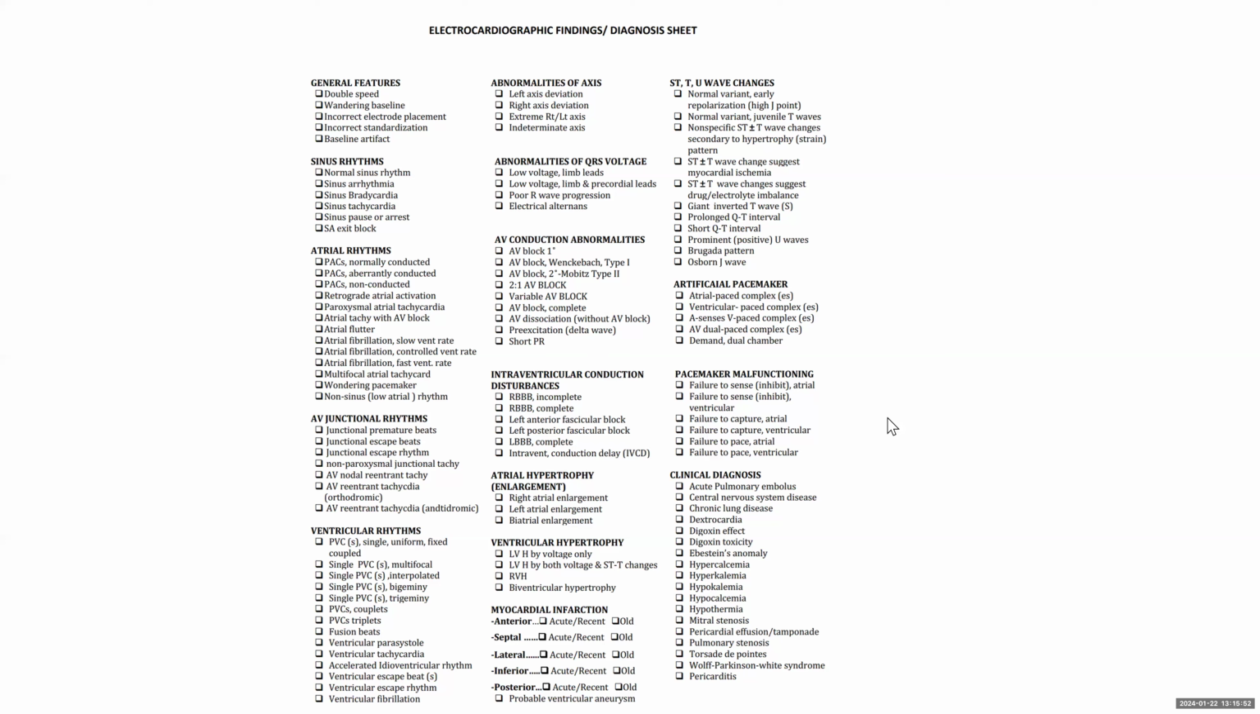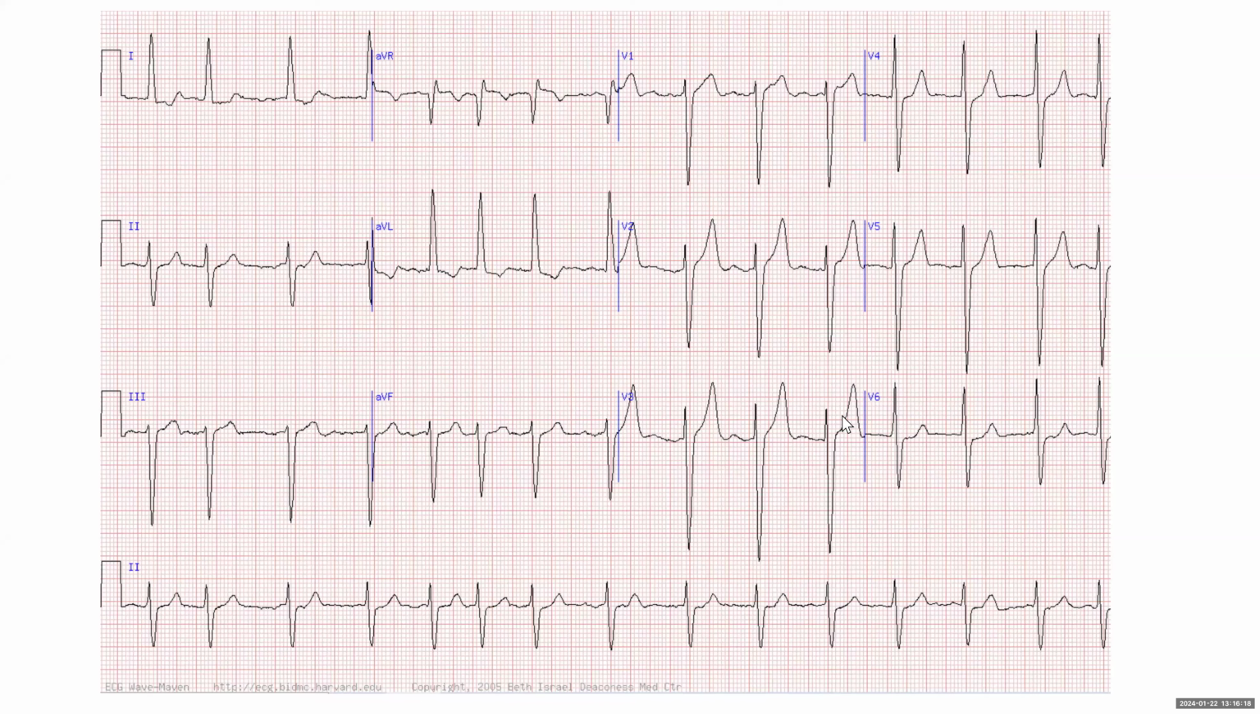Because these are 4. Did anyone mention 5? No. Left anterior fascicular block. Is it a code on the sheet? Yeah. Good. RVCT. Excellent. Yeah. So why is it left anterior fascicular block?